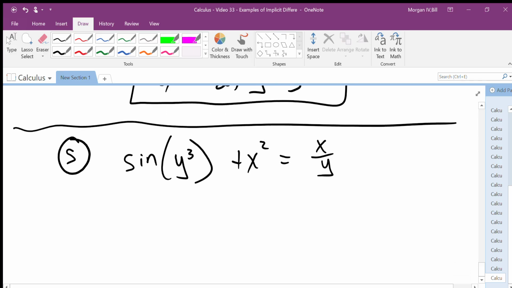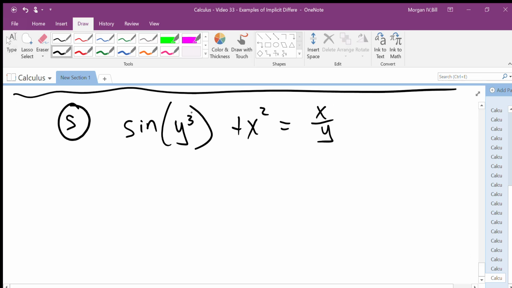Okay, so sine of y cubed. Now, when I look at sine of y cubed, I think chain rule. I have my outside function sine, my inside function y cubed. Remembering, though, that y is itself some function of x. So it's almost like a chain rule inside of a chain rule.